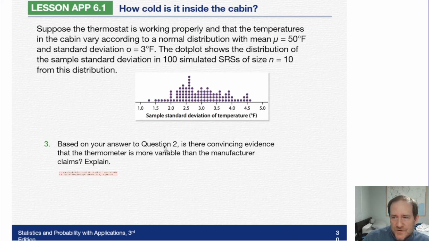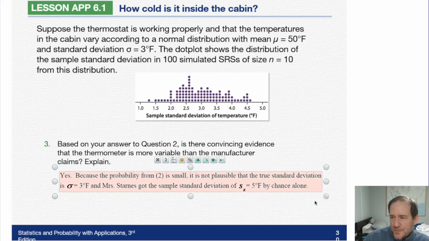It says, based on your answer to question 2, is there convincing evidence that the thermostat is more variable than the manufacturer claims? It would seem so, right? It would seem like if the standard deviation was truly only 3, then we would never have gotten a sample that was that high. That makes me think that probably the standard deviation isn't actually 3. The standard deviation is probably 4 or 5, or maybe even 6 or 7. But it really can't be 3, because if it was 3, then the probability of getting a sample standard deviation that was that high is like 0.